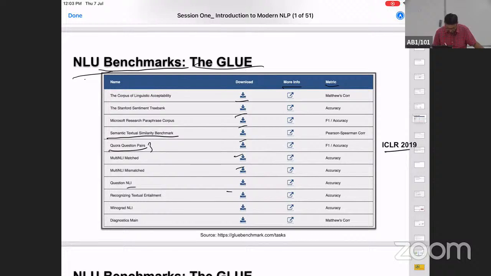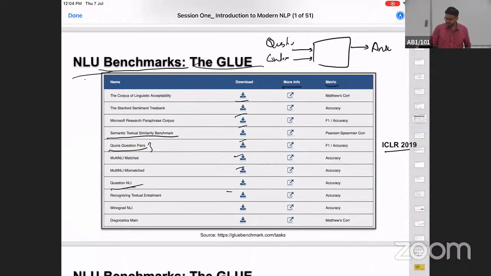Then there is NLI, and the question NLI. You have a system, and you pass two inputs to this system: one is the question and one is the context, and the system has to come up with an answer. This is a very simple scenario. You have a question and a long paragraph, suppose, and the system has to come up with an answer which is present in this paragraph. So this is the benchmark called GLUE, which came up in 2019.